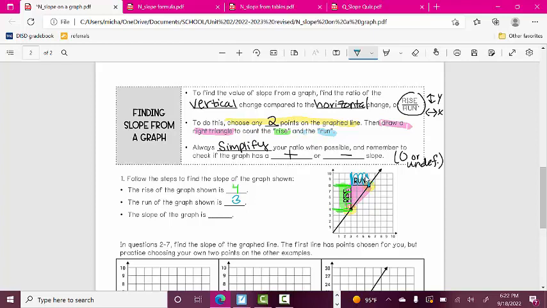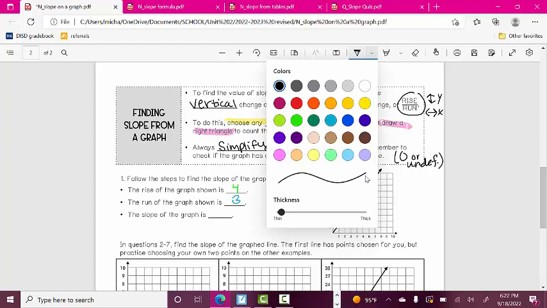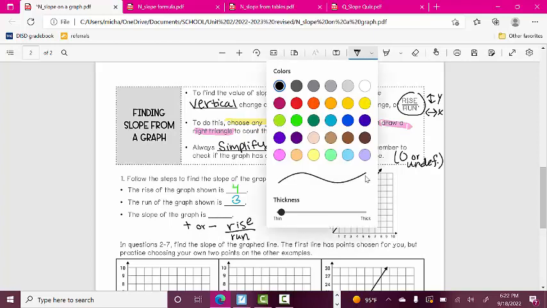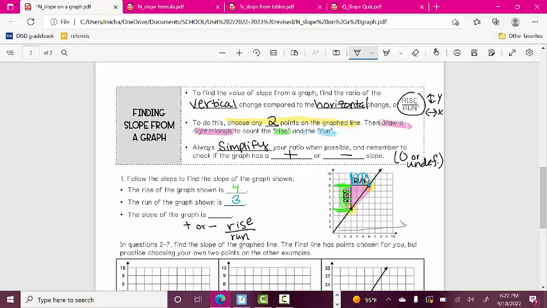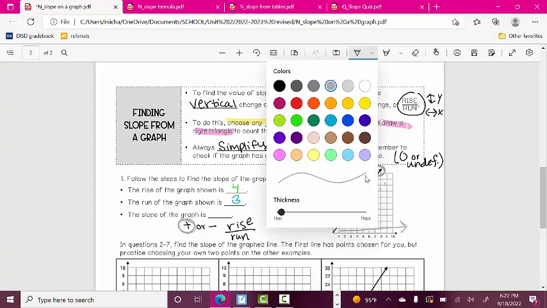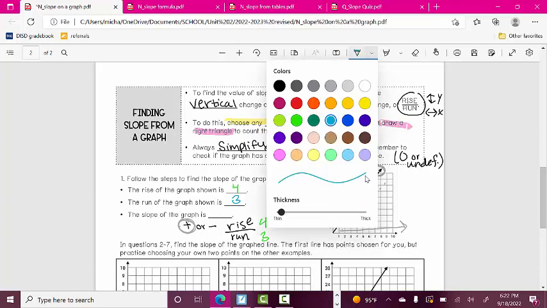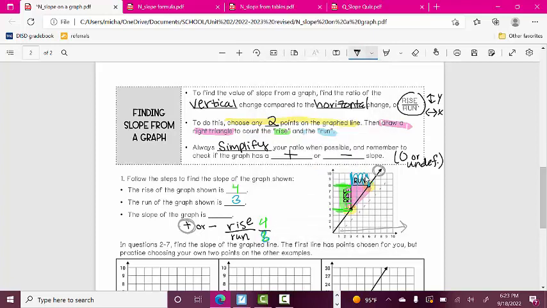Okay, so the slope has to be positive or negative, or undefined or 0, rise over run. Okay, if I had a pencil and I pointed my pencil towards the right, it would go pointing upwards. So this is a positive slope, and we counted that the rise was 4 and that the run was 3. That's supposed to be the blue. So the slope of this graph is positive 4/3.